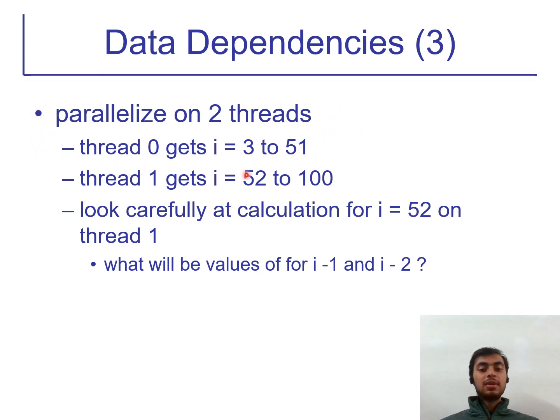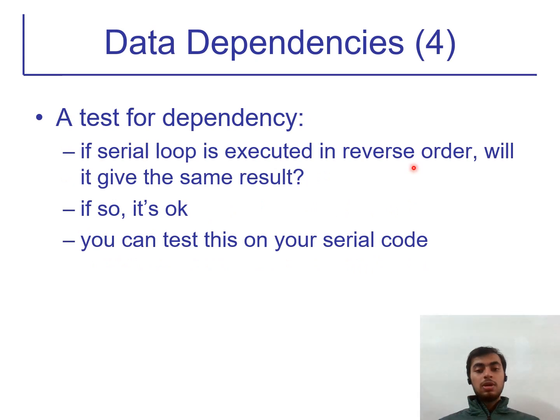Thread 0 gets I equals 3 to 51. Thread 1 gets I equals 52 to 100. Now look carefully at the calculation for I equals 52 on thread 1. What will be the values for I minus 1 and I minus 2? A test for dependency: if the serial loop is executed in reverse order, will it give the same result? If so, it's okay. You can test this on your serial code.